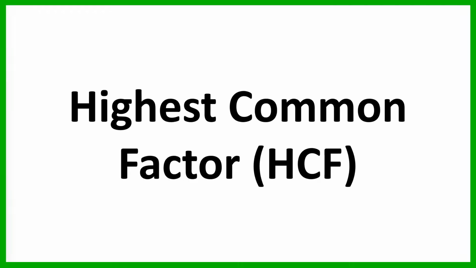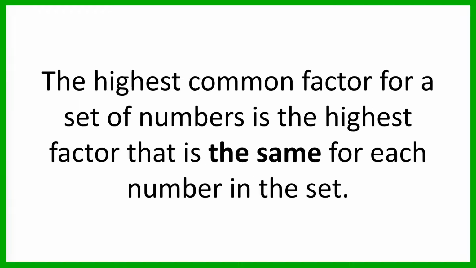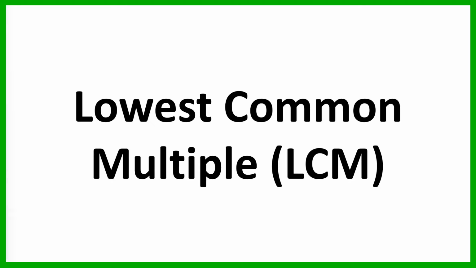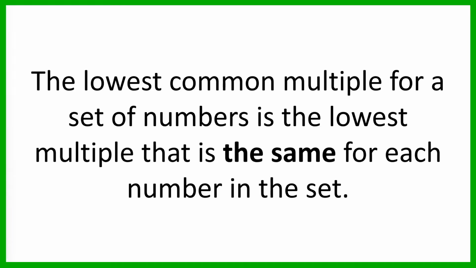Now let's have a look at the highest common factor, or the HCF. The highest common factor for a set of numbers is the highest factor that is the same for each number in the set. Okay, and then the lowest common multiple, which is the LCM. The lowest common multiple for a set of numbers is the lowest multiple that is the same for each number in the set.